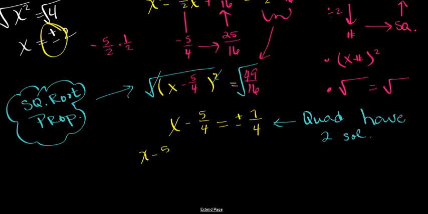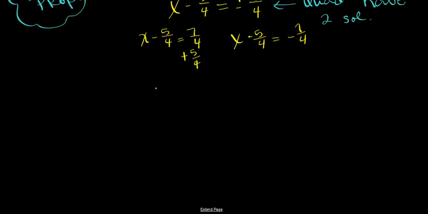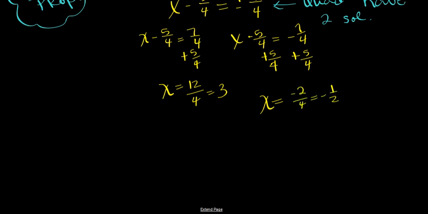We'll have x minus 5 fourths equals 7 fourths, and x minus 5 fourths equals negative 7 fourths. Now from here, you just add 5 fourths to this side, and you end up with x equals 7 over 5, or 12 fourths, which is where your 3 comes from. And then when you add 5/4 to the other side, you end up with x equals negative 2 over 4, which is where the negative 1/2 comes from. So we still have an answer of negative 1/2 and 3.